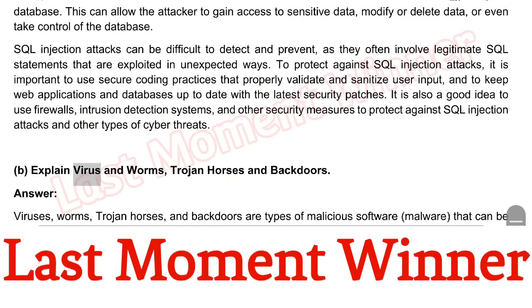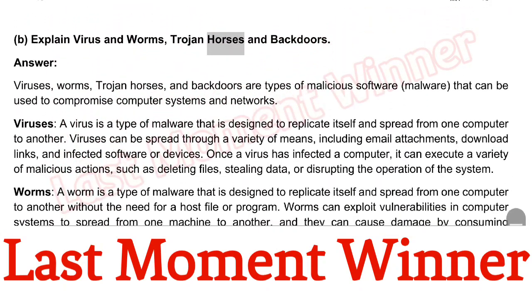B. Explain viruses, worms, Trojan horses, and backdoors. Answer. Viruses, worms, Trojan horses, and backdoors are types of malicious software, malware, that can be used to compromise computer systems and networks.